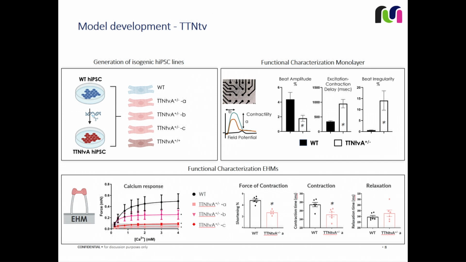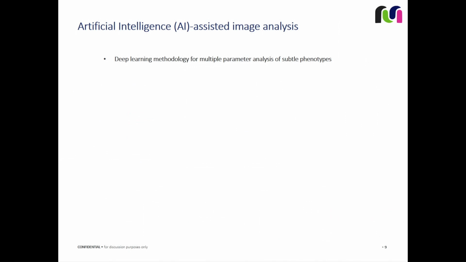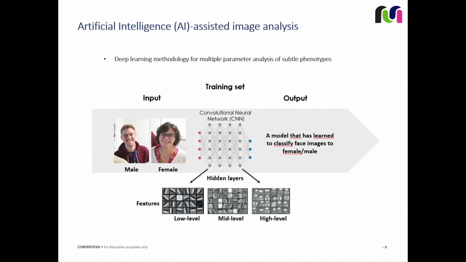So now we have a good model. We have good cells, and we know that our model has a clear phenotype. Then we wanted to set up an assay, what we call the primary assay, to do the screen. Before I go into the details, I just want to give you a very simple example of how we're using AI. Of course, you have an algorithm that you have to train. Here we call this a training set.